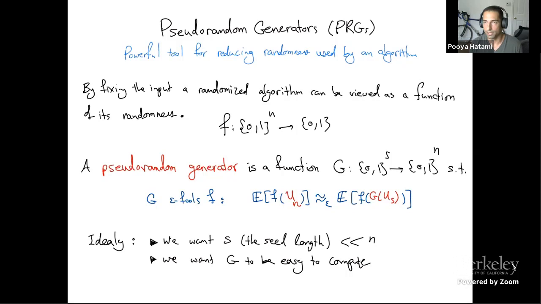And you can see that if we want this new algorithm to also be computationally bounded, we would ideally need G to be easy to compute. And easy to compute depends on the application that you have in mind. If you want to de-randomize log space, you want this to be, you know, small space computable, et cetera.